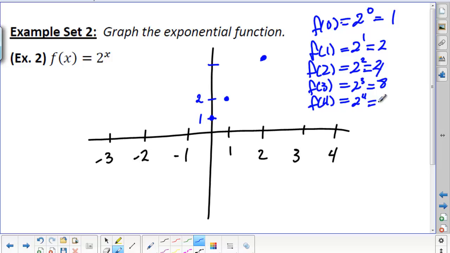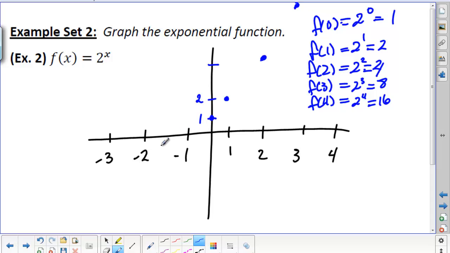Every time we increase that x value by 1, we're multiplying by 2 again, right? So it doubles. So f of 3 is way up here at 8, and then f of 4 is going to be really off the screen. As that x value increases, that y value really gets out of control. F of 5, double it again, you get 32. Double it again, f of 6 is 64, and so on.